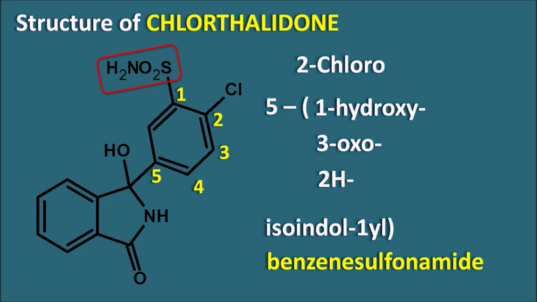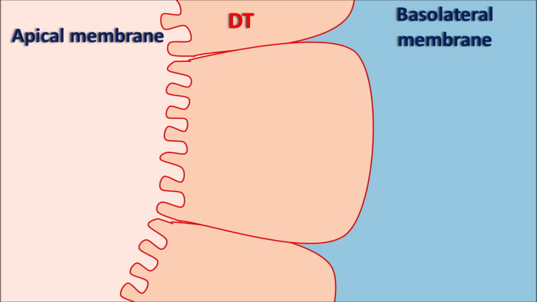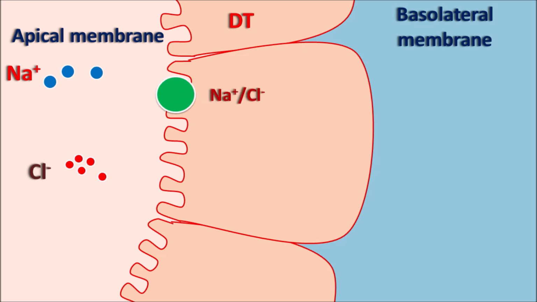So now let us see how this chlorthalidone acts. This is the distal tubule and this is the outer membrane which is called the basolateral membrane. This inner membrane is called the apical membrane. Now within the lumen, the filtrate contains many types of electrolytes. One of the important electrolytes is sodium and another important electrolyte is chloride. Now the sodium and chloride are going to be reabsorbed at the distal tubule, but they are not passively absorbed. In order to bring about the absorption of sodium as well as chloride ions, specialized pumps are present on the apical membrane. So at the distal tubule, one of the pumps is the sodium chloride exchange pump.